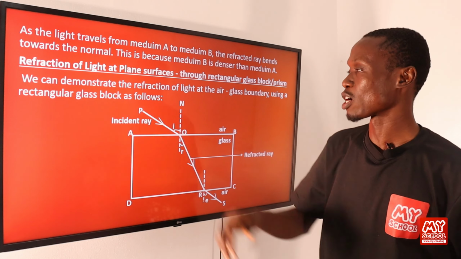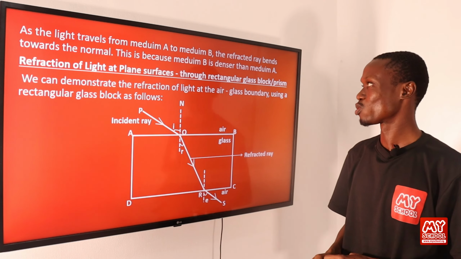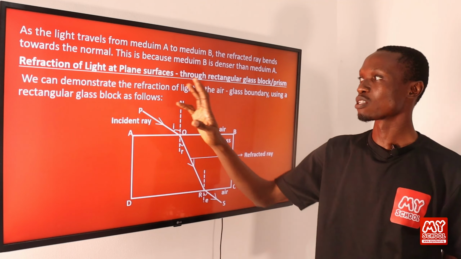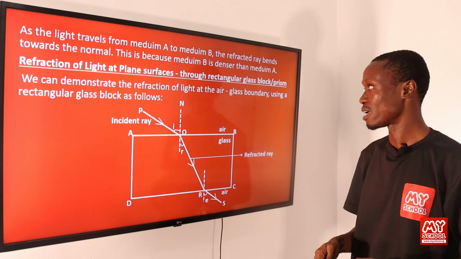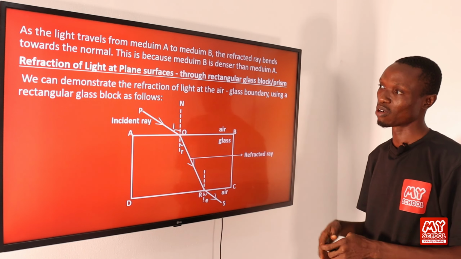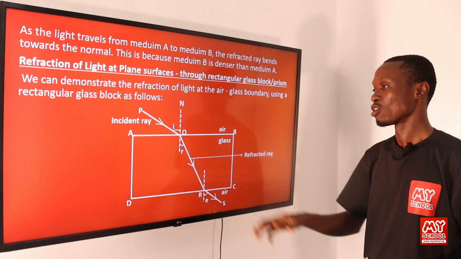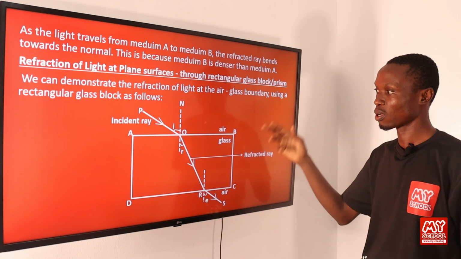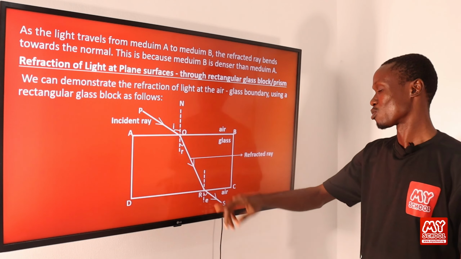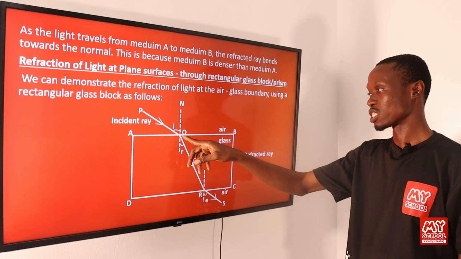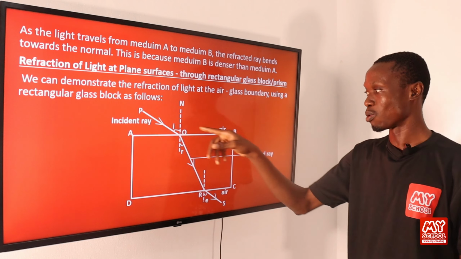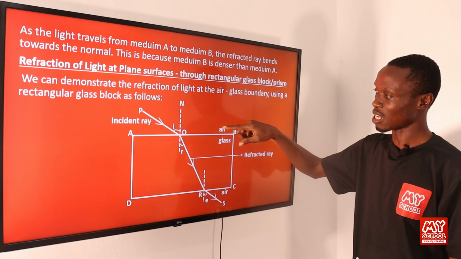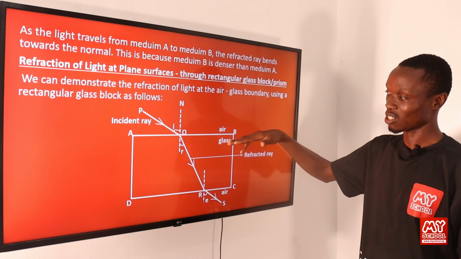Let's look at refraction of light at plane surfaces through a rectangular glass block or prism. We can demonstrate the refraction of light at the air-glass boundary using a rectangular glass block as follows. This is just a diagram of the rectangular glass block, and this is the incident ray. This is the refracted ray, which happens inside the block, while this is the emergent ray. Of course, the first interface here is air, while the second is glass.